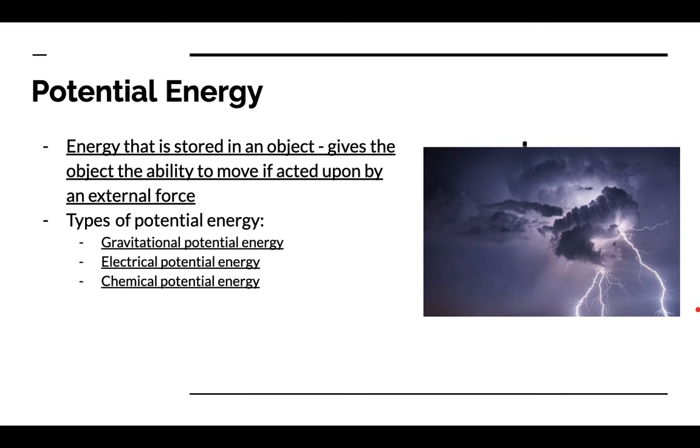Oh, and actually we do have an example of electrical potential energy. Electrical potential energy would be like prior to lightning striking, there's a buildup of electrical potential energy inside a cloud, and then when that buildup reaches a high enough level, lightning occurs due to the electrical potential energy in the cloud.